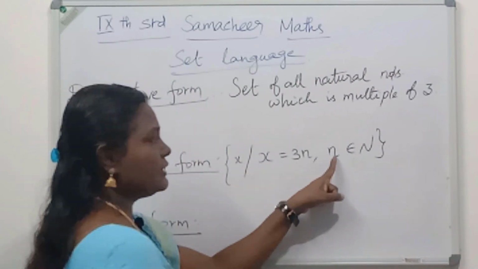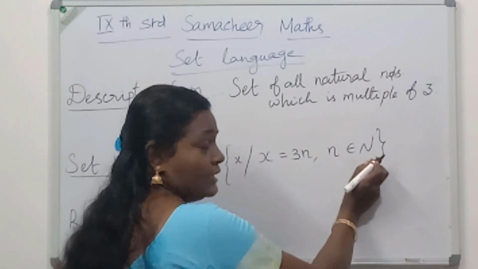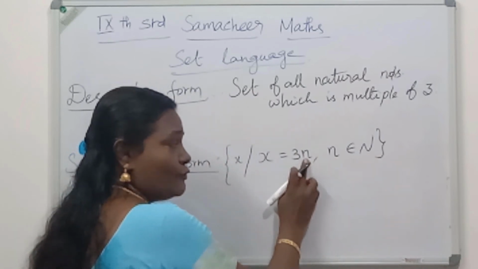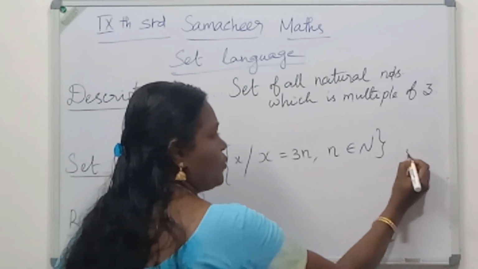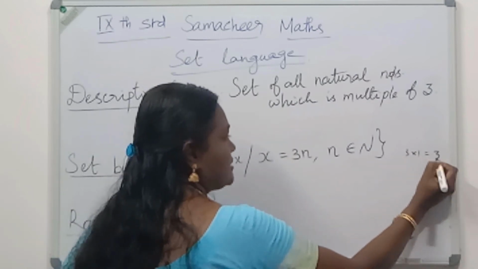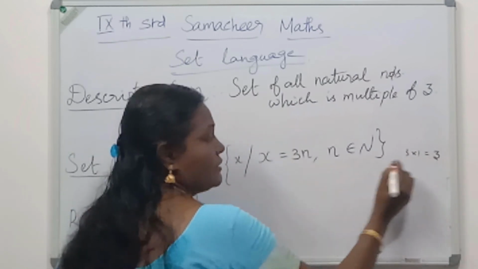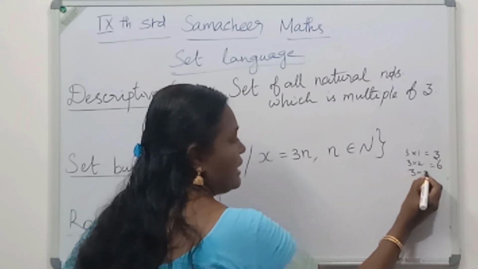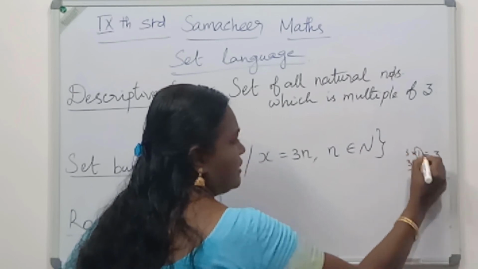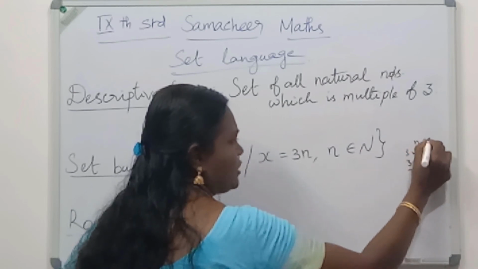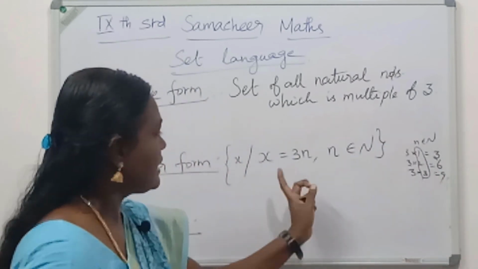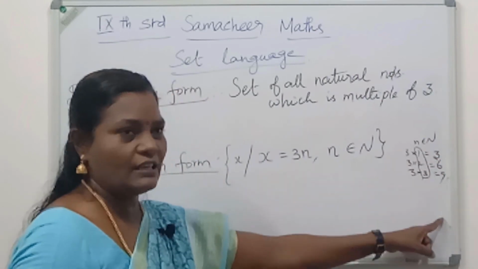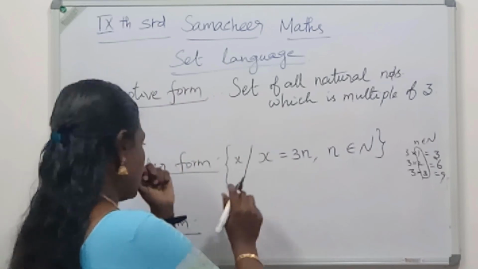Here n belongs to capital N, the natural numbers, which start from 1. If you substitute 1, 3 into 1 will come, which is 3. Then if you substitute the next number, 3 into 2, we get 6. Then 3 into 3 we get 9. All these n belong to capital N. Finally we have 3, 6, 9, all the multiples of 3. We can have all the elements of the set. So this represents the set builder form.